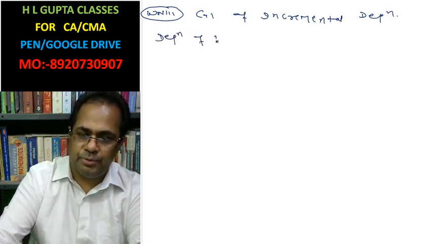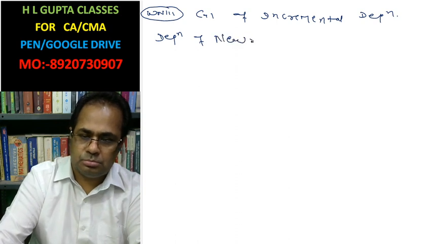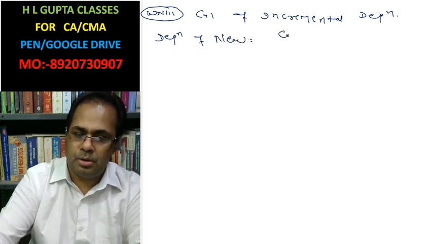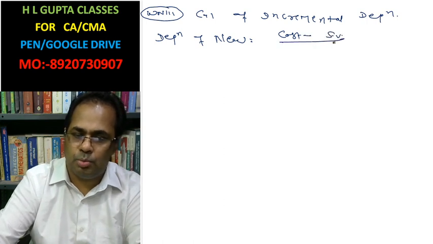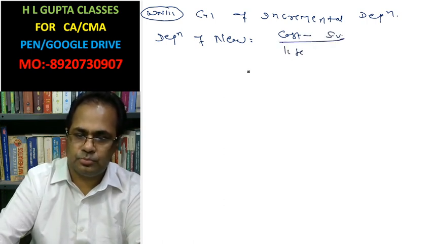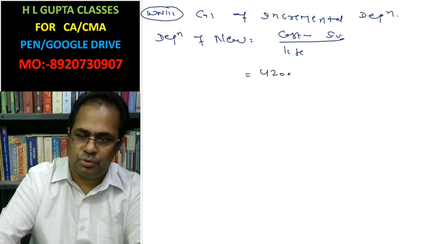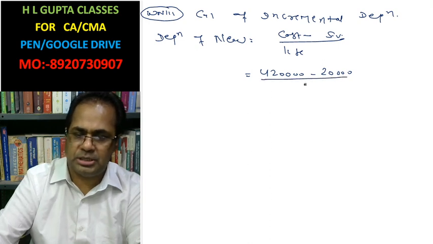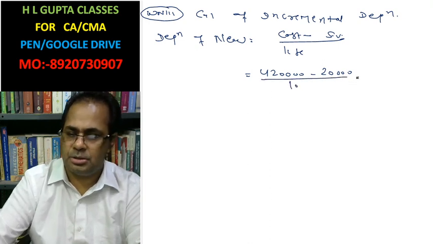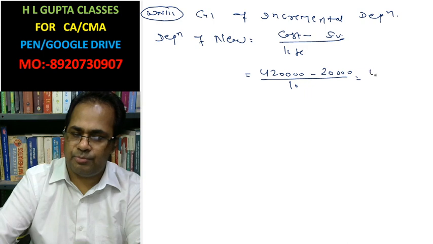Depreciation of new: cost minus scrap value over life. 4,20,000 minus the 20,000 scrap value, and life is considered as 10 years. That is 40,000.